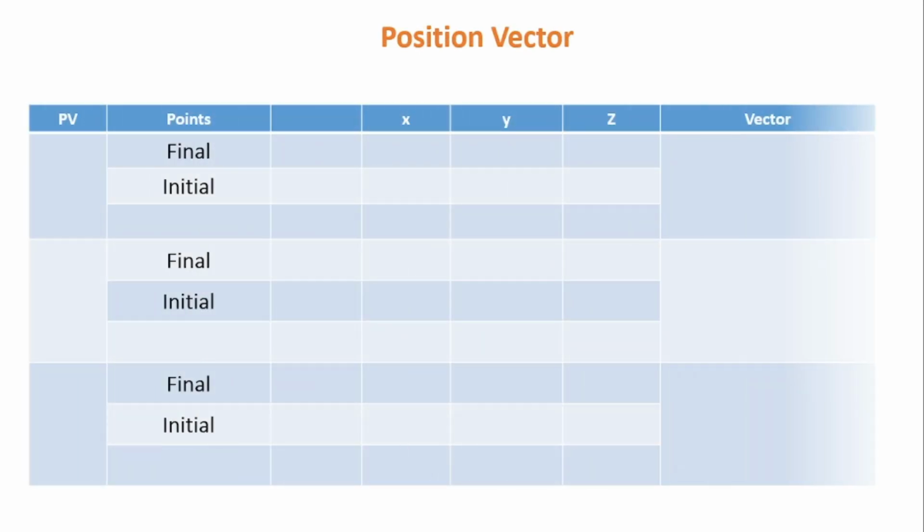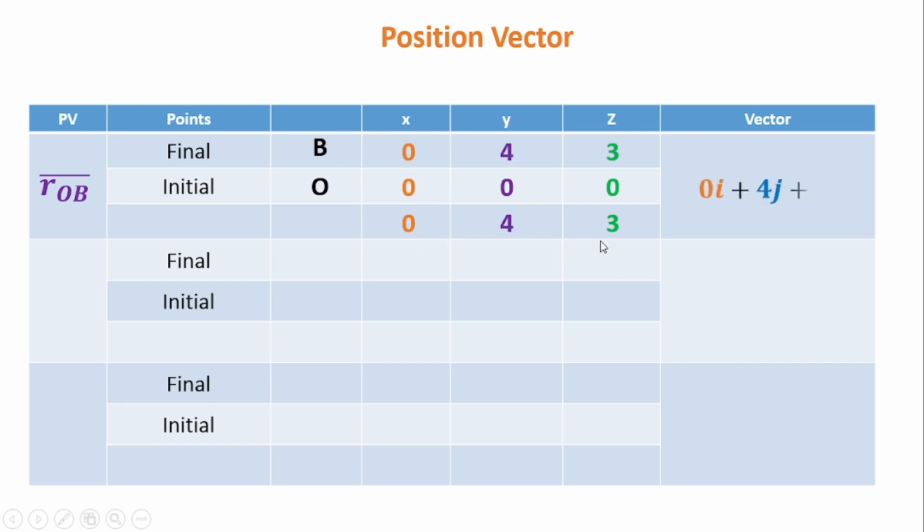You can note down all these equations properly because the equations are required for the calculation of the next table. Now we'll calculate the position vectors. The first position vector is ROB. It is final point minus initial point. It is moving from O to B, so final point B, initial point O. Write down the coordinates of the points: 0, 4, 3 and 0, 0, 0. First row minus second row: 0 minus 0 is 0, 4 minus 0 is 4, 3 minus 0 is 3. So the position vector is 0i plus 4j plus 3k.